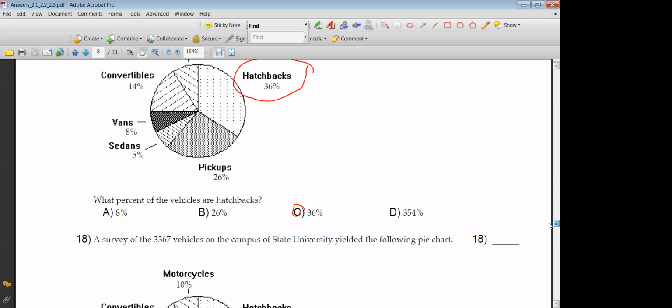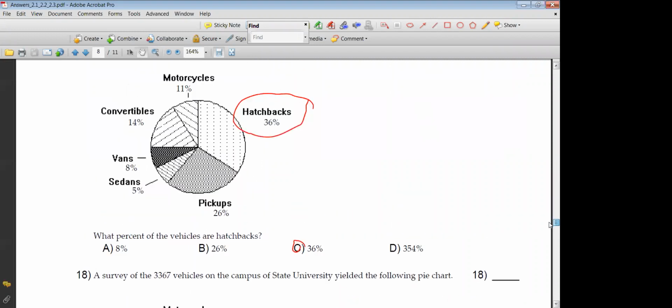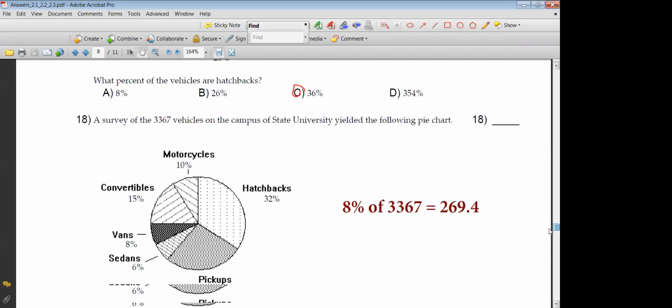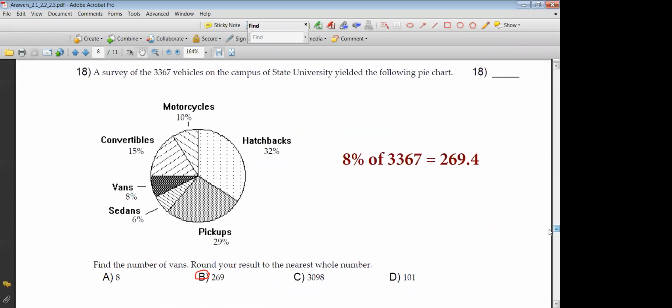I don't apologize, but there it is. I thought the other ones were easy. I guess nothing gets as easy as that. There it is, hatchbacks, 36%. Of course, you've got to be able to read too, which is helpful.